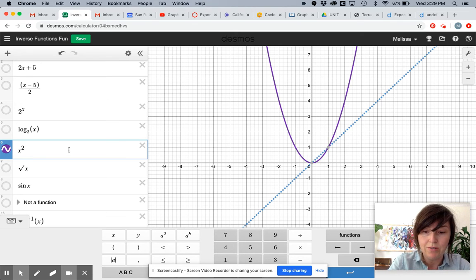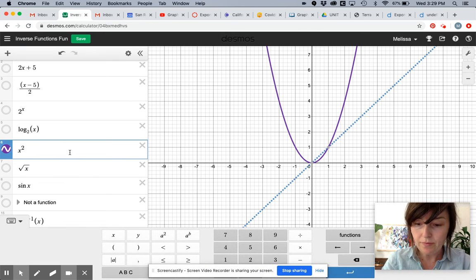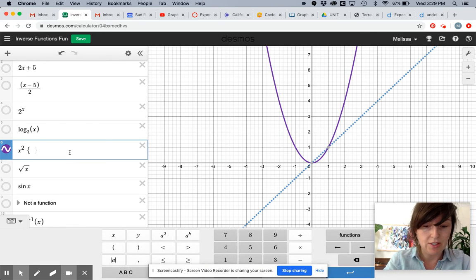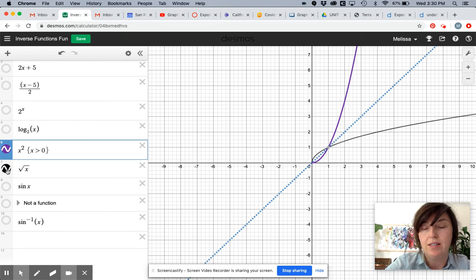So we are going to change the domain of this, and whenever we change the domain of a function, we try to change it at a turning point. So here would be a turning point. So let's see here. If I change this to x is greater than 0, now all of a sudden we have this function here, and when we look at its inverse, voila, it makes that pretty beautiful pattern.